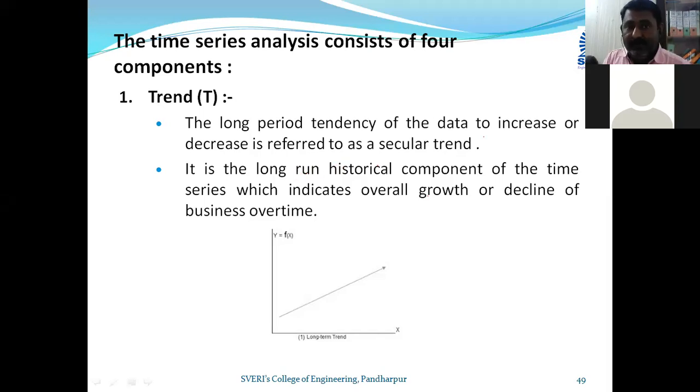Now let us proceed further. That is a long run historical component of time series which indicates overgrowth or decline of the business over time.